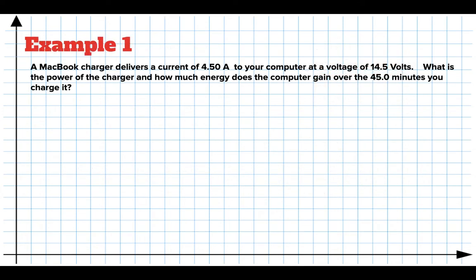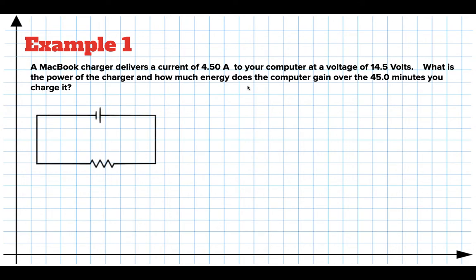So here's a quick example. Your MacBook charger delivers about 4.5 amps or 4.5 coulombs per second of charge to your computer at a voltage of 14.5 volts. So that's 14.5 joules for every coulomb. So it's delivering 4.5 coulombs per second, and those charges have an energy of 14.5 volts for every coulomb. So what is the power of the charger? And also, let's calculate how much energy it gains over the 45 minutes it takes to charge my computer.